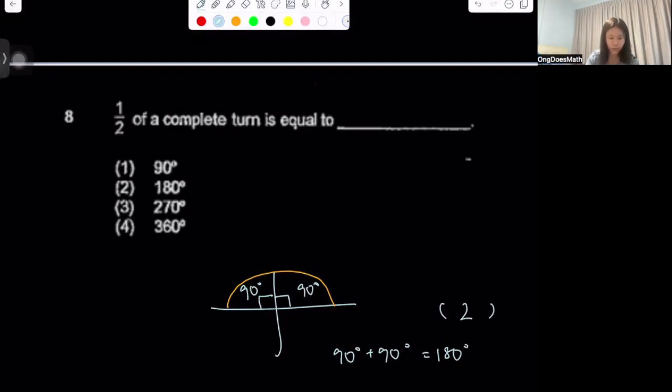Just for your information, one complete turn is this circle over here, this green circle. So you're supposed to turn another half around, then you'll get one complete turn. But in this question, we only want half of it, and that's why we are looking at this orange semicircle.